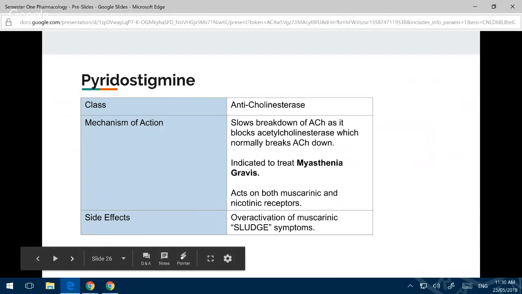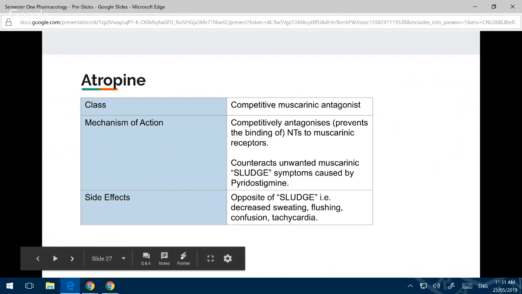Okay, so this is the main one. If you hear myasthenia gravis in an exam question, this is the one you go for. It is an anticholinesterase, and as I said, it slows the breakdown of acetylcholine, and acts on both muscarinic and nicotinic receptors, which means it can lead to this overactivation of the muscarinic sludge symptoms. So we use atropine to counter that.